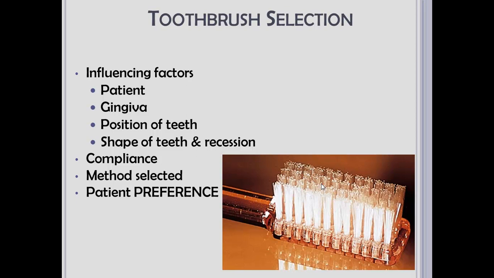So the toothbrush selection, like I said, is really going to depend on patient preferences. That's first and foremost. You want to think about the gingival condition that the patient has, the position of the teeth, whether they're malposed or what the occlusion is like, the shape of the teeth, and if recession is present. The patient compliance is going to matter. And another important aspect is going to be the toothbrushing method that you recommend to the patient, or the type that the patient uses.